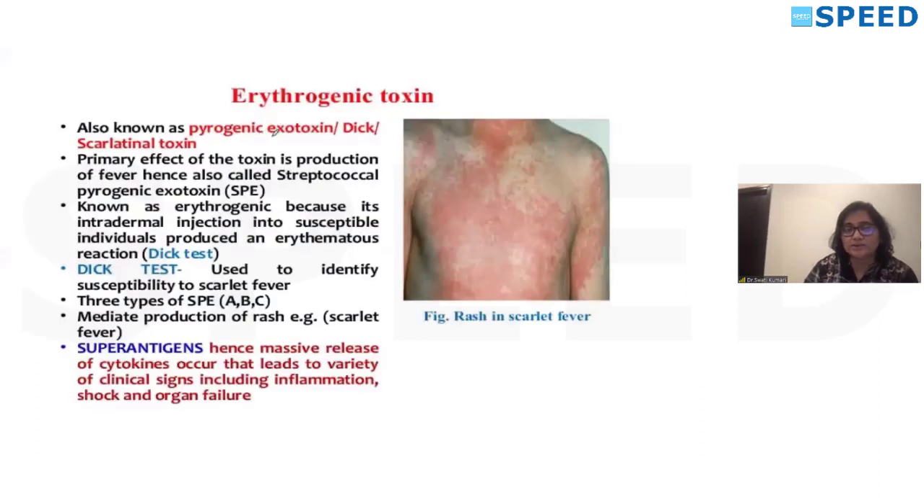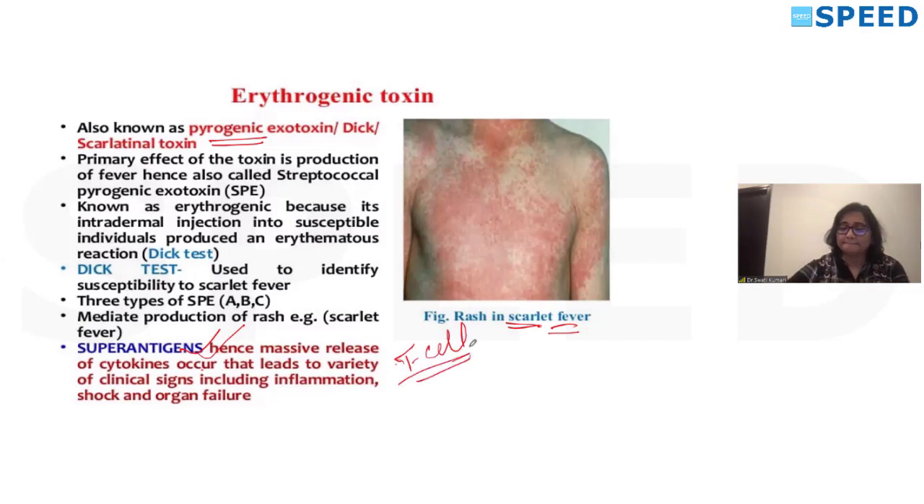So this is the erythrogenic toxin or pyrogenic toxin released by Streptococcus, and it causes scarlet fever. Now we rarely see these cases, but this is a superantigen. We have to learn this importance. This is a superantigen which causes massive release of cytokines and activates T cells.